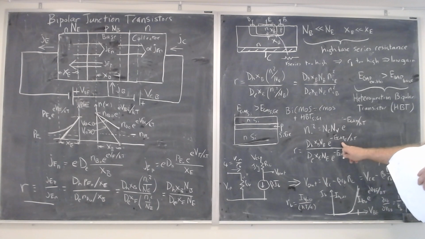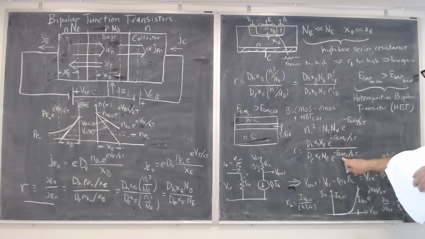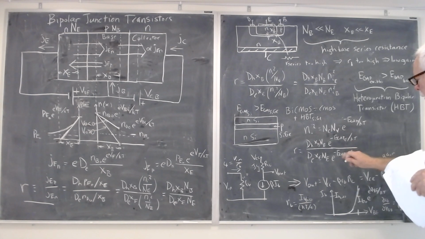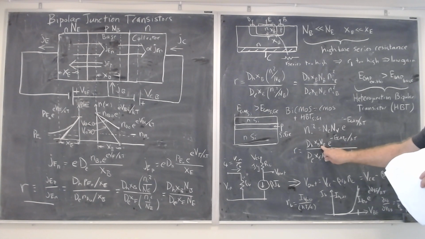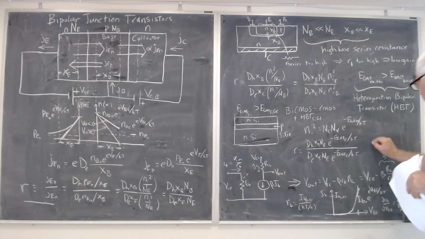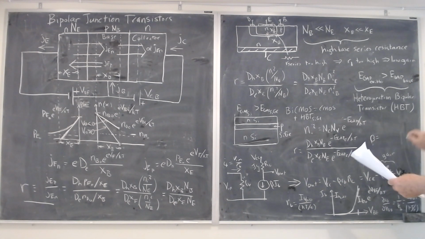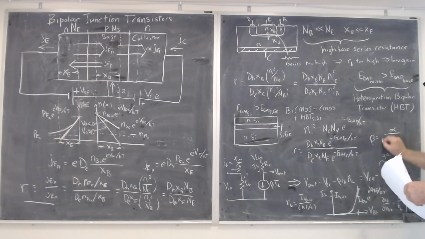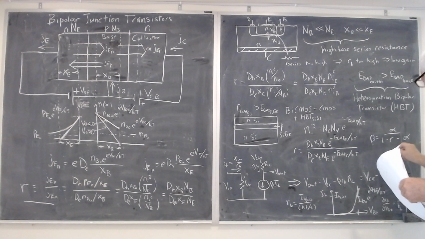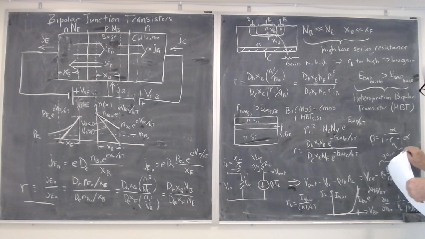Since the band gap of the emitter is higher than the band gap of the base, this ratio here can be very, very high because it's e to the minus a bigger number over a smaller number. So this allows me to up the doping of my base or even the thickness if I want to, without compromising beta. Remember, beta is alpha over 1 minus alpha. So now I can make R very, very small.